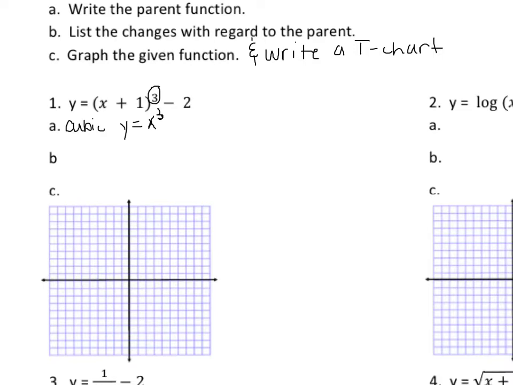Now let's look at B. It says list the changes with regard to the parent function. So what's happening on the outside of my parent function is right here, which is the minus 2, and that is going to move it down 2. So we're going to say that it moves down 2. And then when you look on the inside of the parent function, I have this plus 1 here. Well, if it's on the inside, remember it moves the opposite of logic, and so it's going to move to the left 1 unit.